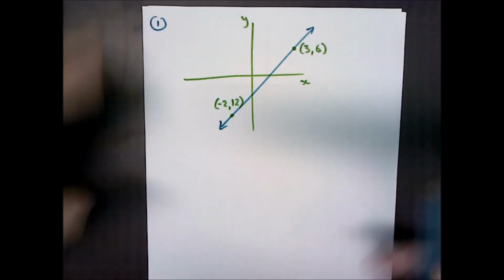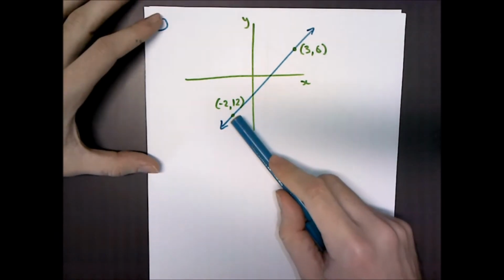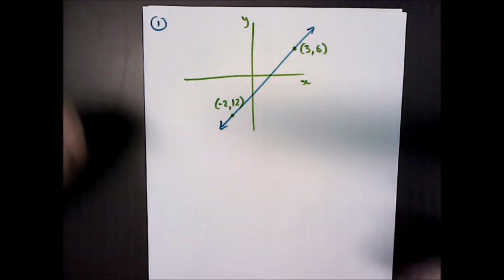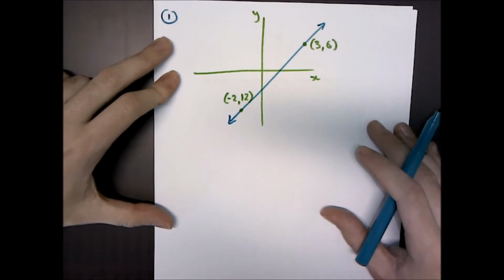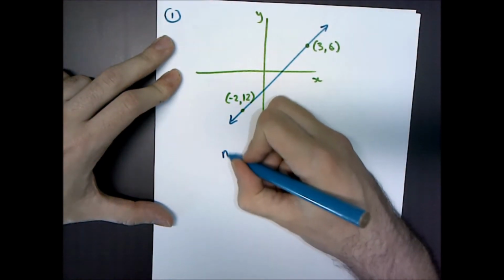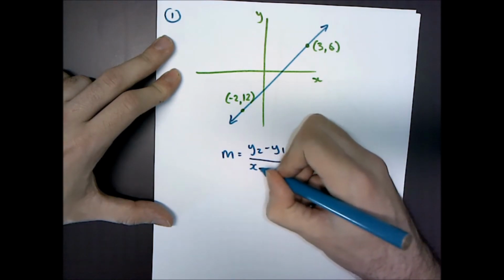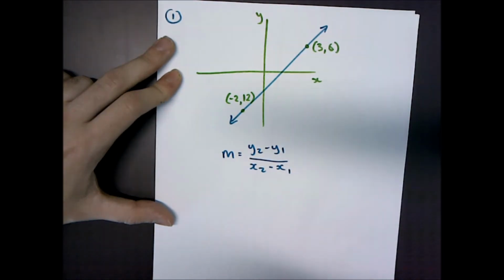The first example: sometimes you're going to be given a graph and it's going to actually specify two points. If the points aren't specified, you can pick whatever two points you want. You're still going to end up with the same gradient. The first thing I do in all these questions is write the rule out. So the rule's m equals y2 minus y1 divided by x2 minus x1.